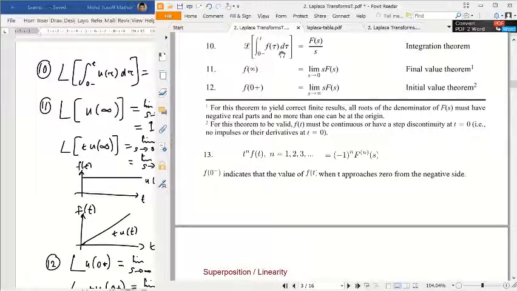Okay, so integration theorem. If you have the integration of the function f(t) in time domain, in s domain, you just write that function divided by s. You integrate once, you divide by 1s. If you integrate twice, you divide by s to the power of 2, and so on.